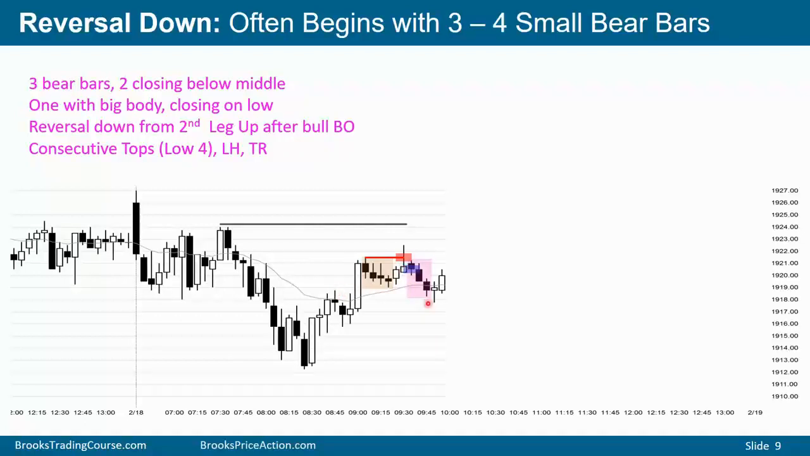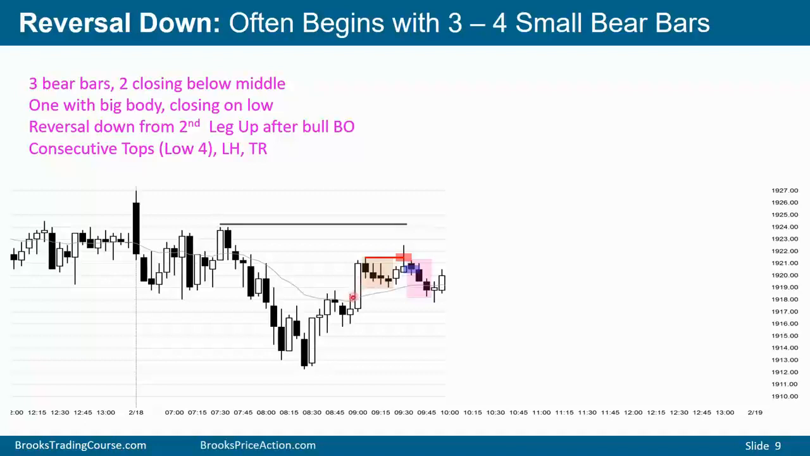Three consecutive bear bars, one closing on its low with a decent sized body. That is not good for the bulls. Whenever you get a leg up, especially in a trading range, and then you start to get a reversal down with 3 or more consecutive bear bars, the odds are there'll be sellers above and the first reversal up will fail and form a lower high.